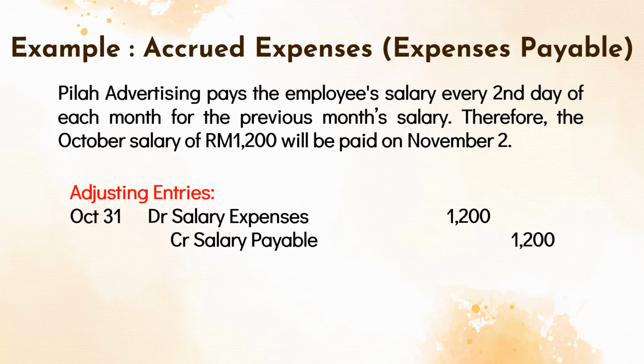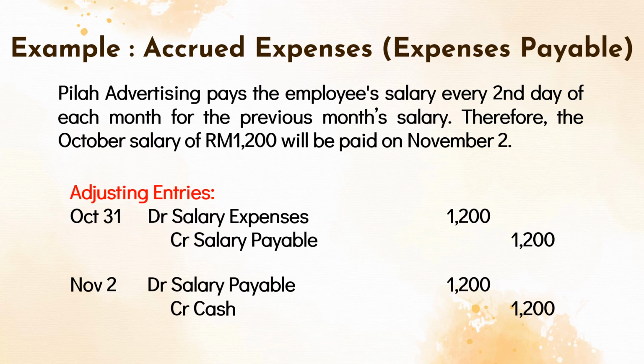October 31st, debit salary expenses 1,200 and credit salary payable 1,200. In this case, we must declare salary expenses because the expenses have been incurred, even though the salary has not been paid yet. And on November 2nd, debit salary payable 1,200 and credit cash 1,200. We credit cash on November 2nd because we pay the October salary on this date.